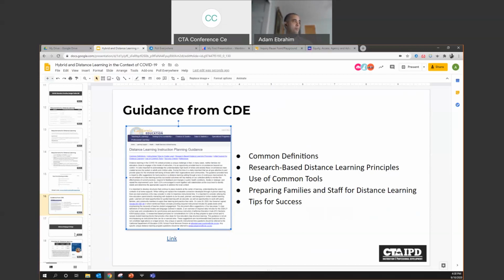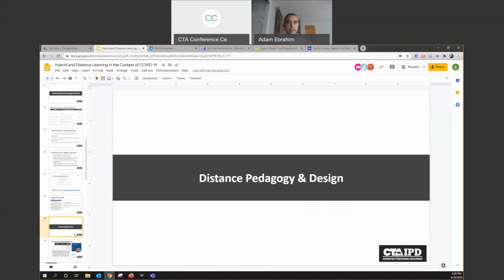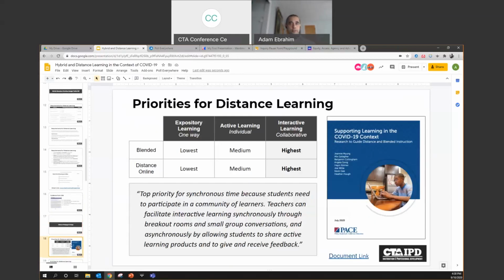All right. So let's get into some more activities. We're going to move away from state level policy and move into distance pedagogy and design. Here's the resource I'm offering in terms of pedagogy. It is from the Stanford Center for Policy Analysis for California Education, PACE, and it's the guide they put out around distance learning.